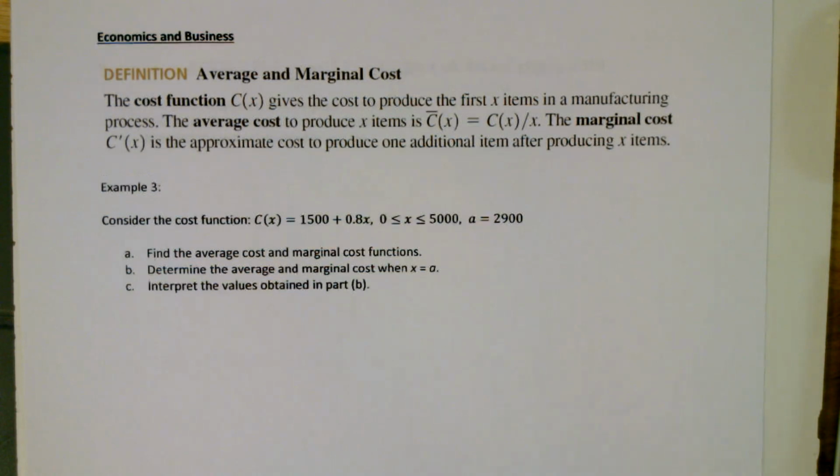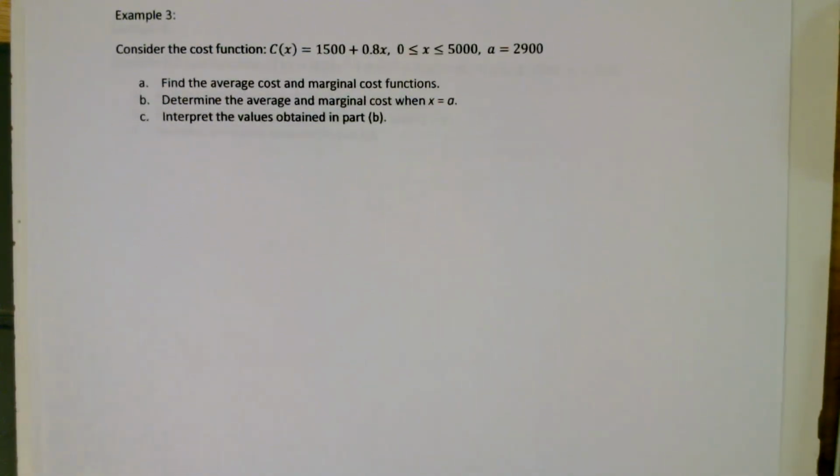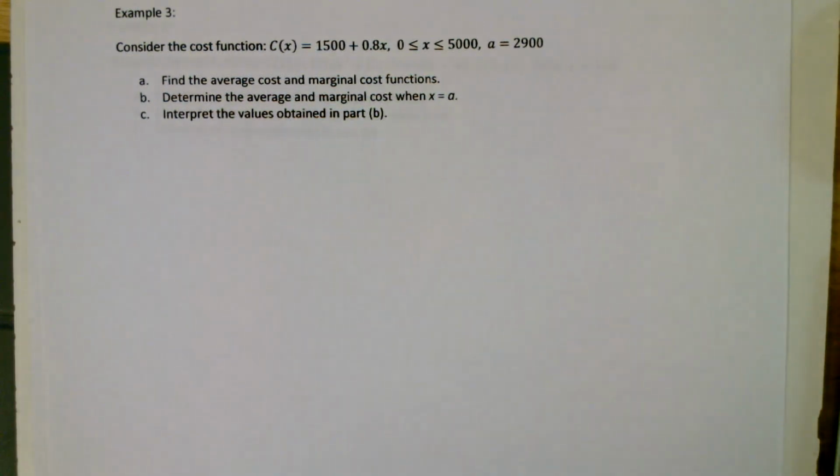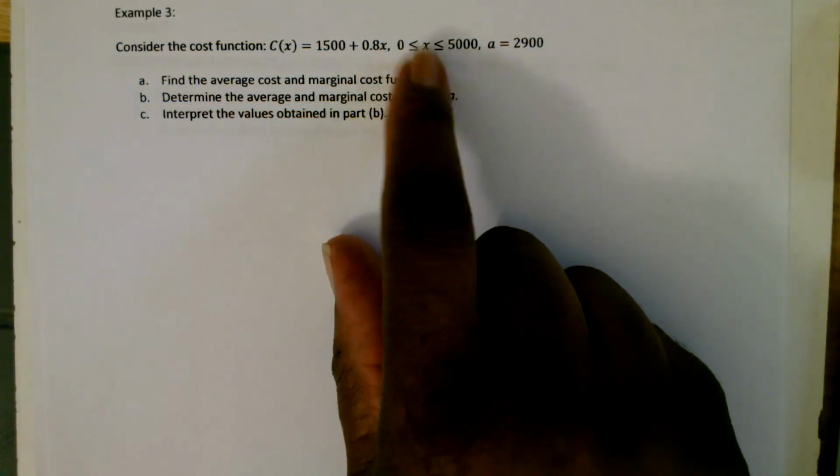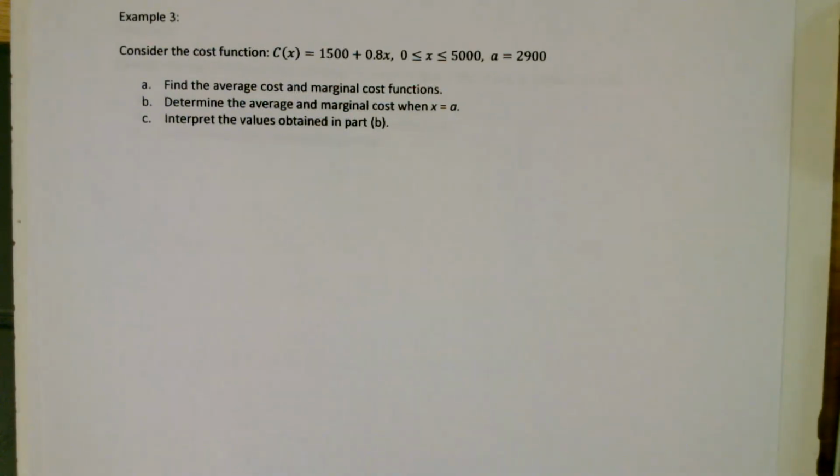Okay, so now let's apply that to example 3. It says to consider the cost function C of x is equal to 1500 plus 0.08x. And here the interval is x between 0 and 5,000 inclusive, and a is 2,900. So as you can see, the value of 2,900 will be between 0 and 5,000. And here I want to find the average cost and marginal cost functions. Determine the average and marginal cost when x is equal to a. Interpret the values obtained in part B.